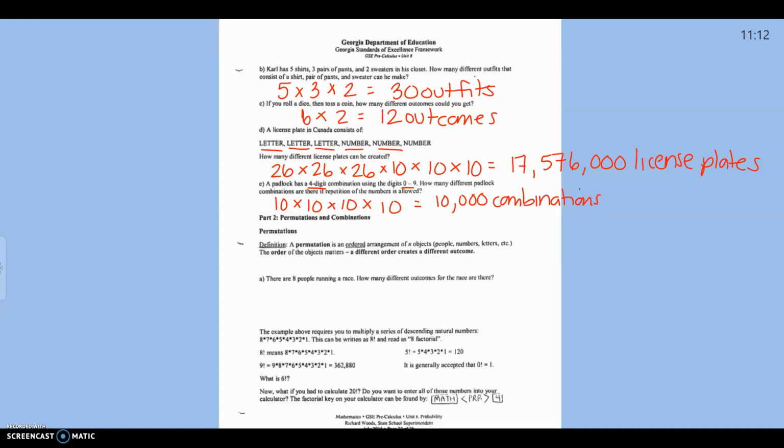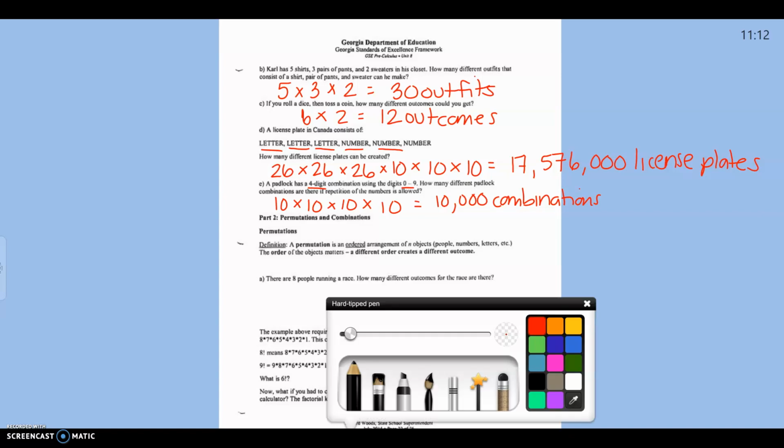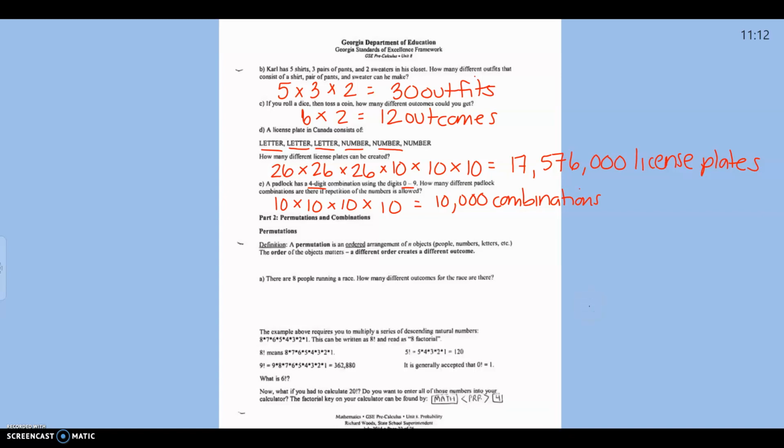Okay, so that's all the fundamental counting principle. Now we're moving into permutations and combinations, okay? So definition, a permutation is an ordered arrangement of objects. The order of the objects matters. This is the biggest thing of the day. Permutations, the order matters. A different order creates a different outcome.